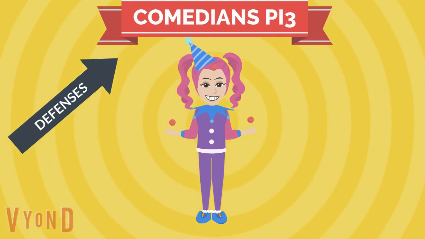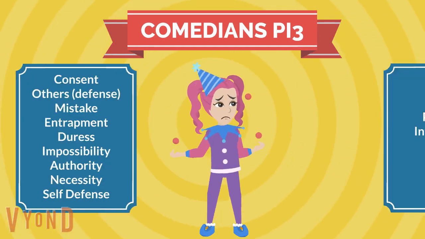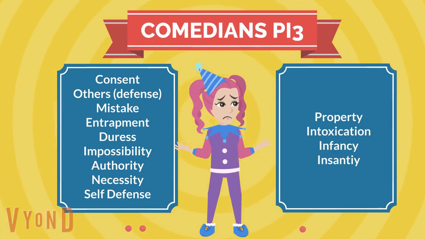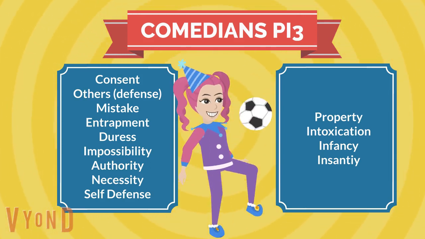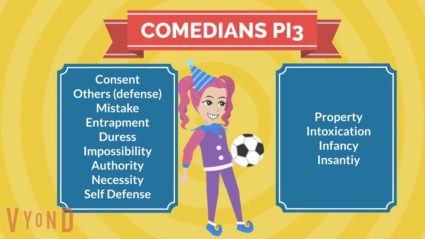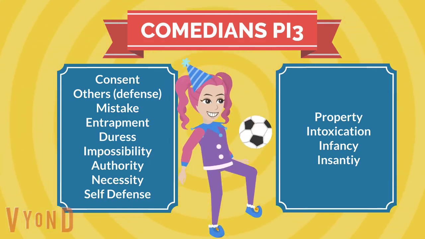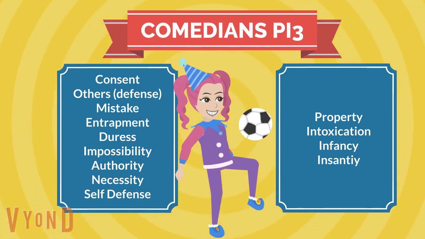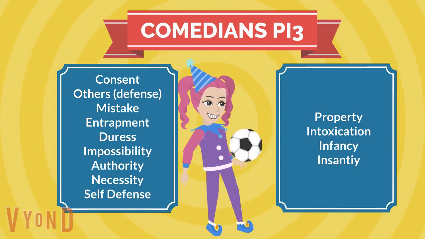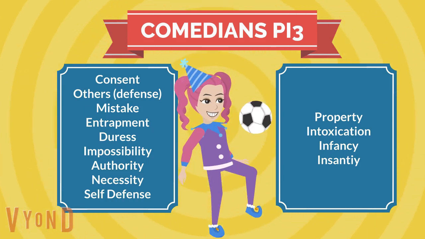C for consent. O for others, as in defense of others. M for mistake, which may be mistake of fact or mistake of law. E is for entrapment. D is for duress. I is for impossibility, either factual or legal. A is for authority or having authority, such as a police officer or teacher. N is for necessity. The S is for self-defense. The P is for defense of property.